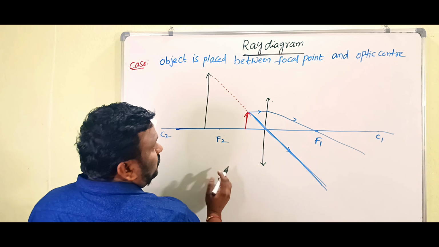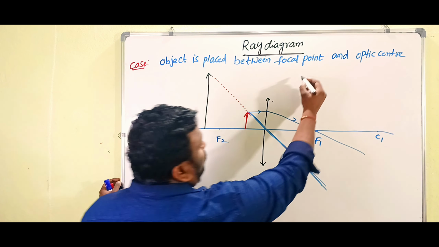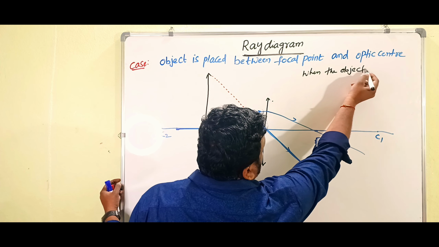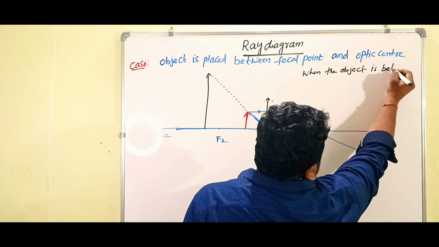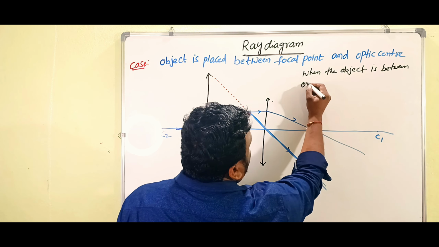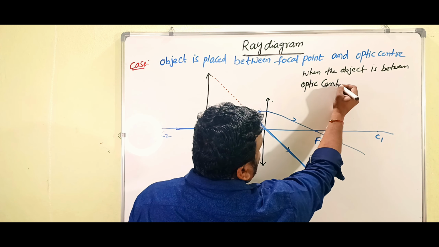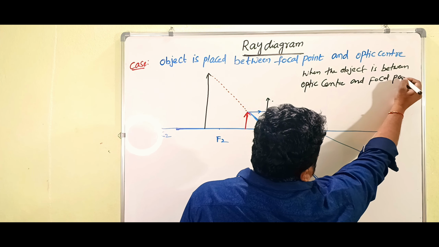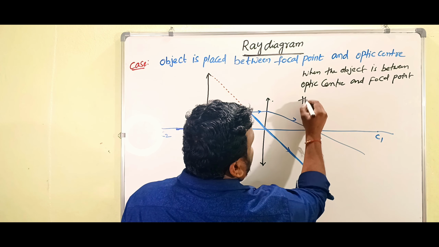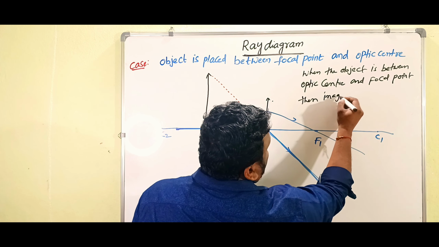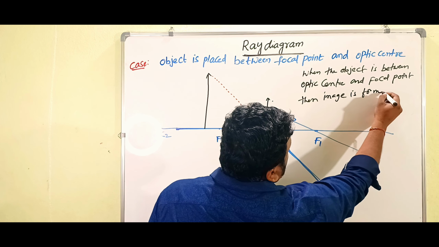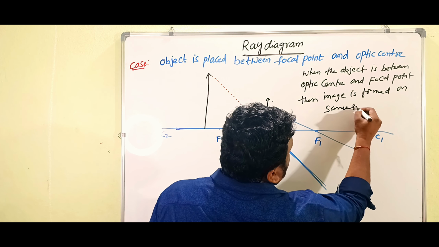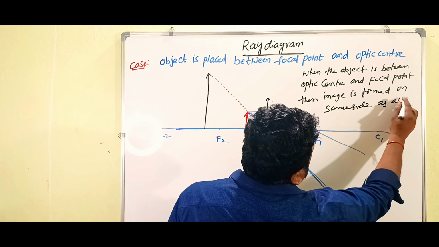Clear? So what do you observe children? When the object is between the optic center and focal point, then the image is formed on the same side as the object.